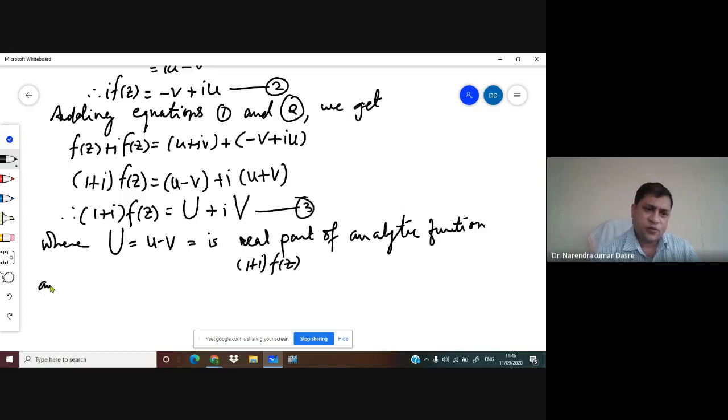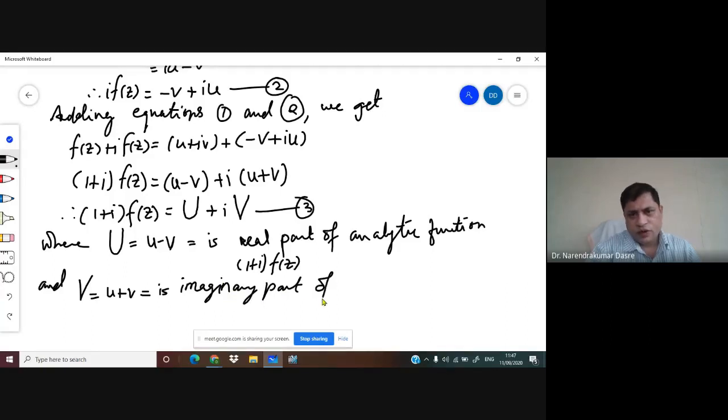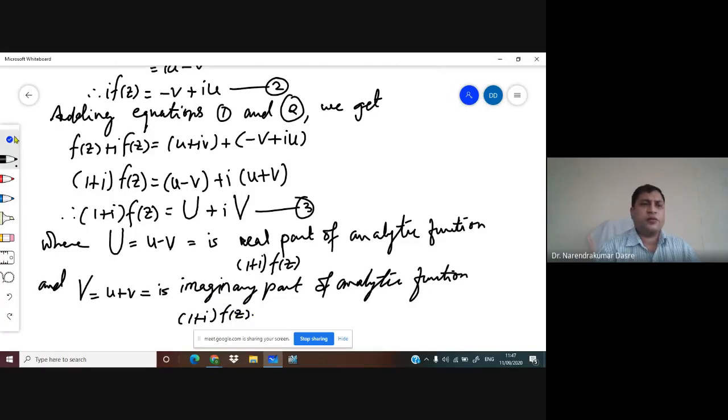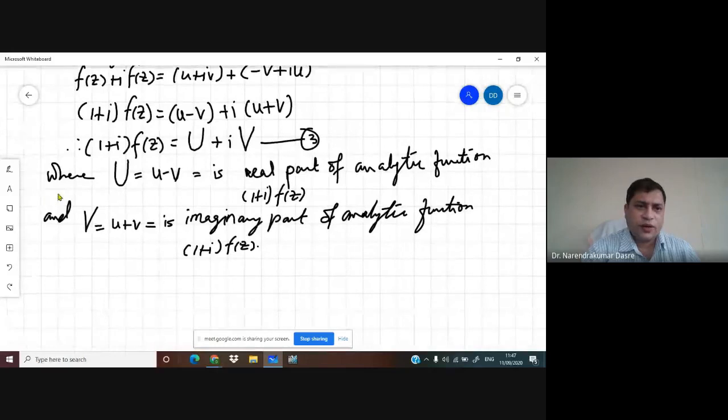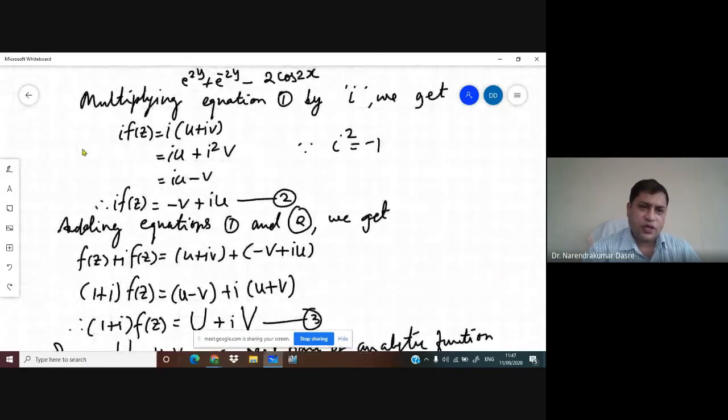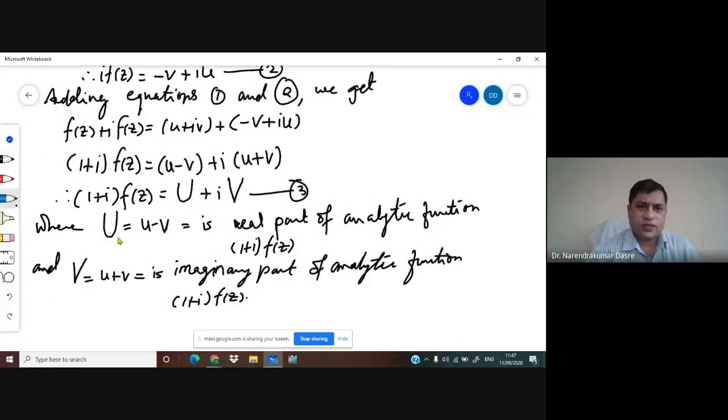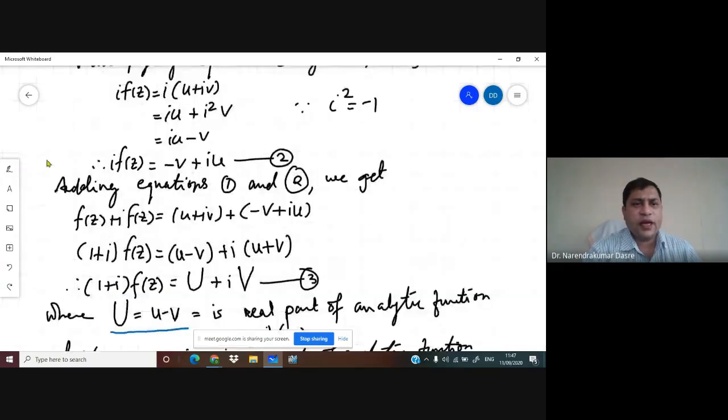Now what we can do is add equations 1 and 2. Adding equations 1 and 2, we get f of z plus i f of z is equal to u plus iv plus minus v plus iu. Please be careful with the terms. Okay, then only we will get the correct answer. So here we have 1 plus i times f of z is equal to u minus v plus i times u plus v.